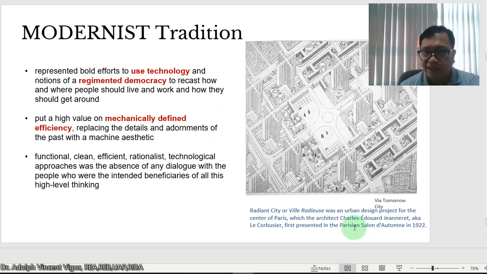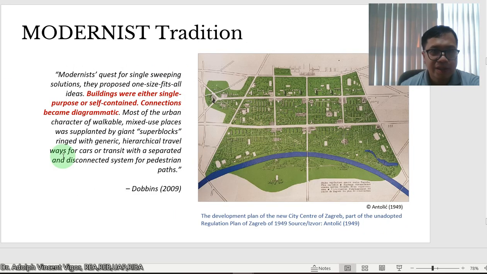So this is the Radiant City, or Ville Radieuse, an urban design project for the center of Paris, which the architect Charles Edouard Jeanneret, aka Le Corbusier, first presented in the Parisian Salon d'Automne in 1922. We have here a development plan, the new city center of Zagreb and part of the unadopted regulation plan of Zagreb of 1949.